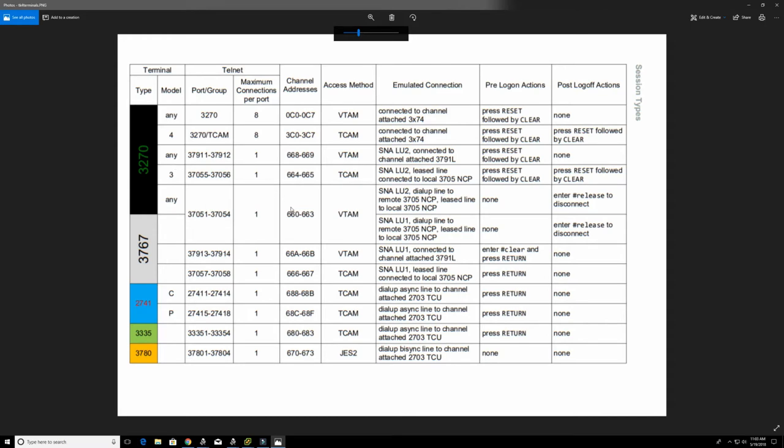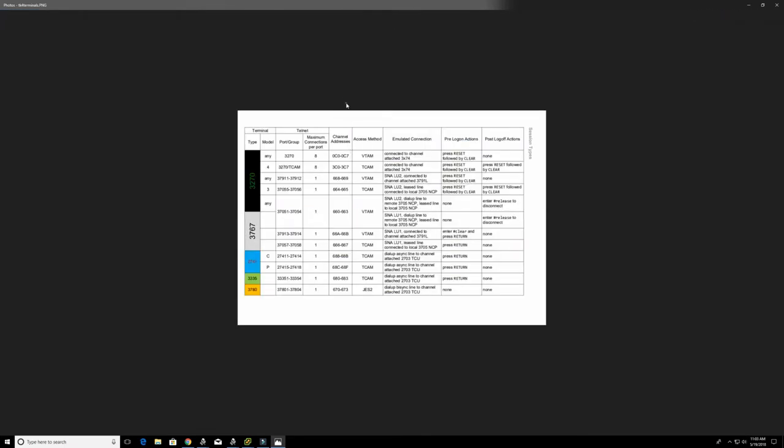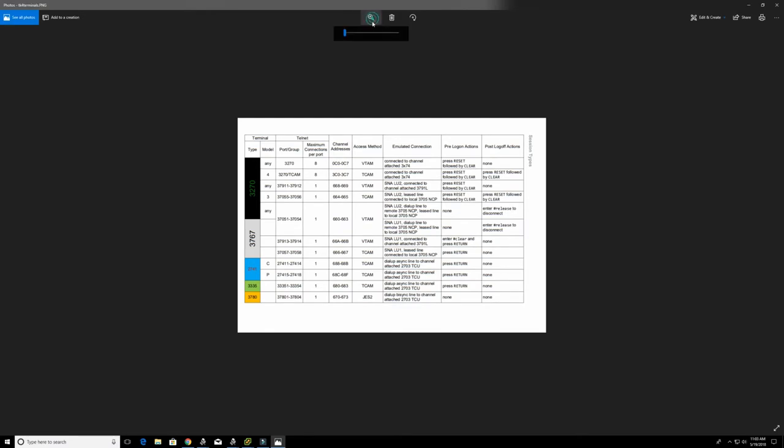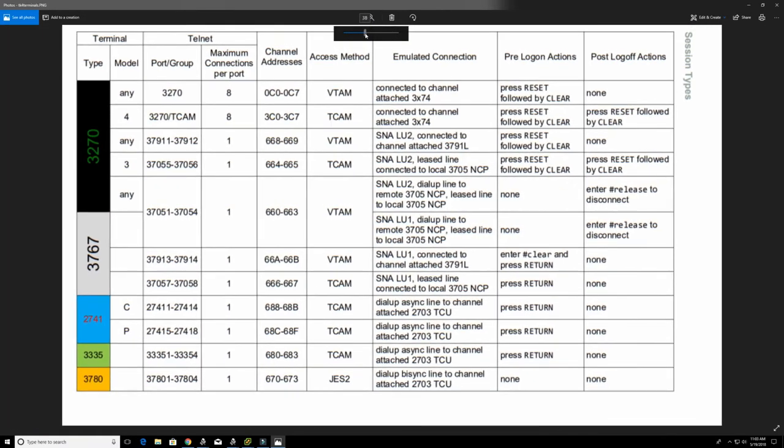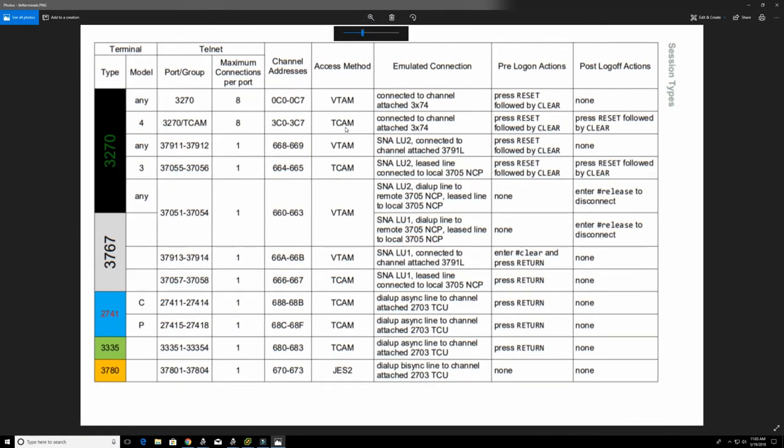If we attach through channel addresses, this is the one big distinction here. 664 through 665, we're actually not using VTAM at all, but we're using, sorry about this, another protocol which is also present in our MVS, which is TCAM. So there are these two protocols existing in TK4 at the same time, and the way we connect decides which protocol we're using to connect to TSO.